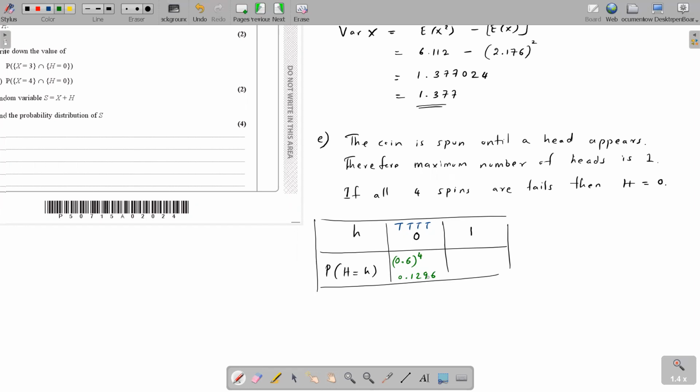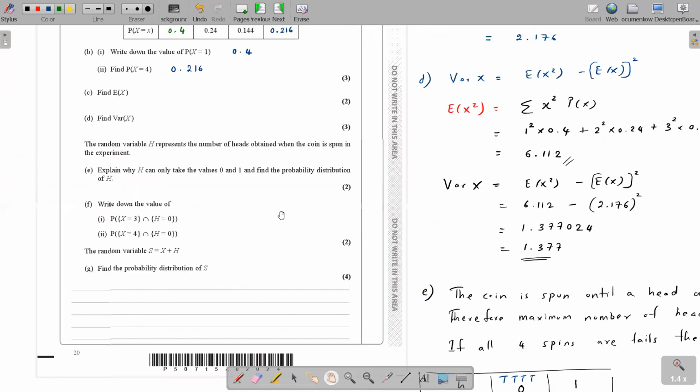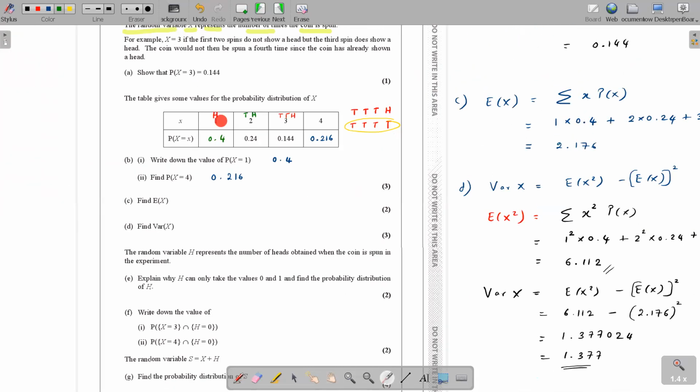And then what's the probability of getting one head? 1 minus 0.1296. The easiest thing to do is 1 minus. If you do it manually, you have to get each one: getting one head when X is 1, when X is 2, when X is 3, and also when X is 4. It's very difficult. You have to get all these branches and add.